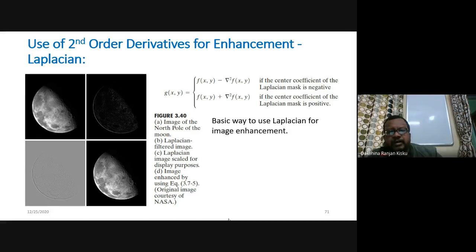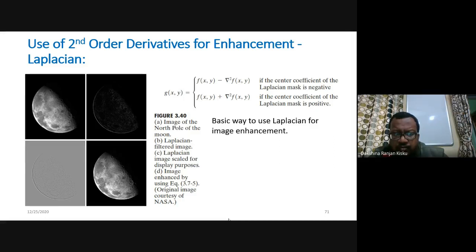Now, what is the purpose of subtracting or adding this Laplacian to the original input image? The purpose is to highlight the fine properties which are embedded into the dark background, that means the gray edges, which are not seen when embedded in the dark background. To highlight such gray edges, we can either subtract the Laplacian from the input image, or add the Laplacian to the input image.